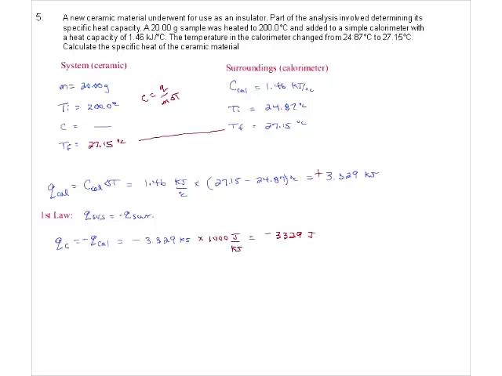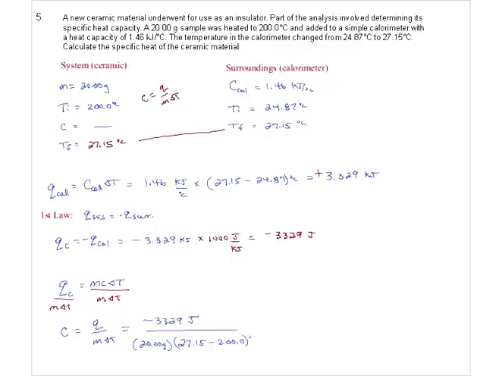And therefore, now we can calculate the C of the ceramic material. We're simply dividing both sides by M delta T. So C equals Q over M delta T. And we'll plug our values in. And lo and behold, now again, watch out for that negative sign there, eh?